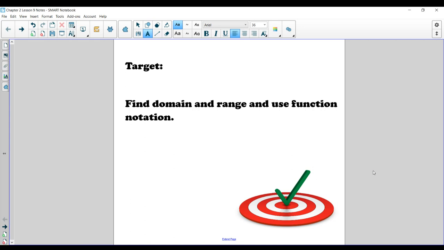All right, we're getting into chapter 2. And chapter 2 is going to start off here, lesson number 9. We're going to find domain and range of functions, and we're going to be talking about function notation, how things are written, and finding domain and range, something that we'll be doing throughout the semester.